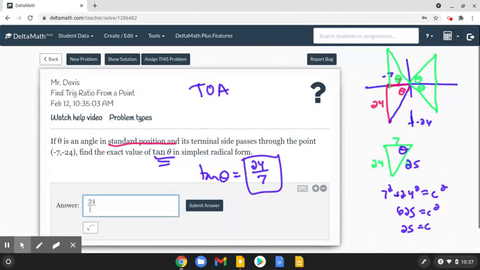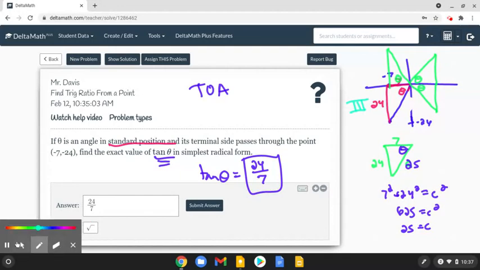The last thing we need to consider is tangent positive or negative in this quadrant. We are in quadrant 3, right? Negative, negative. In that quadrant, tangent is positive because you would have a negative over a negative, which would make it a positive. So tangent is positive in this quadrant, which means we can go ahead and submit.